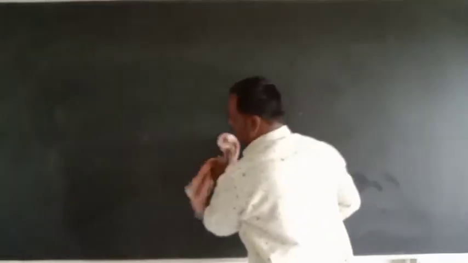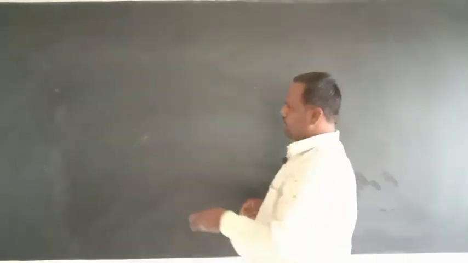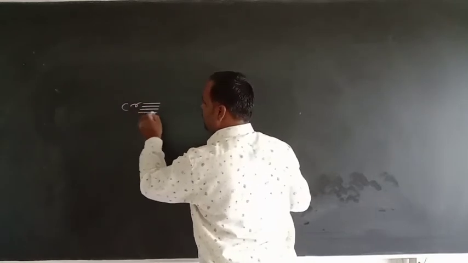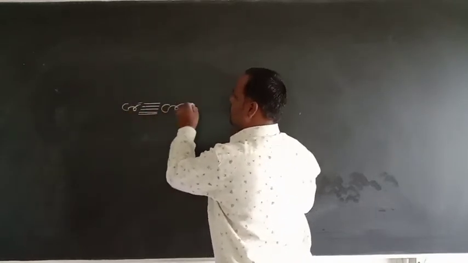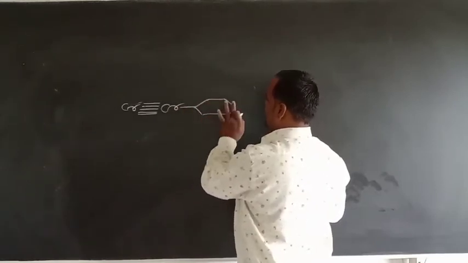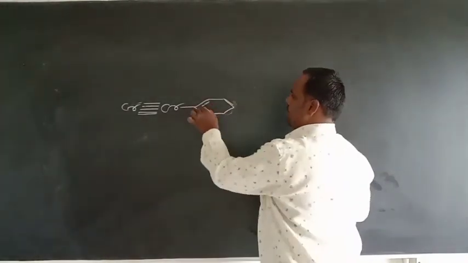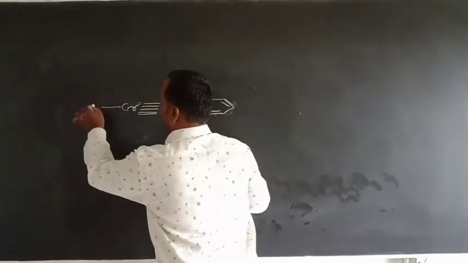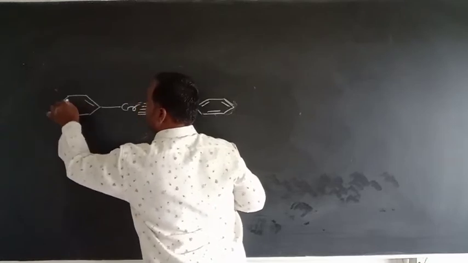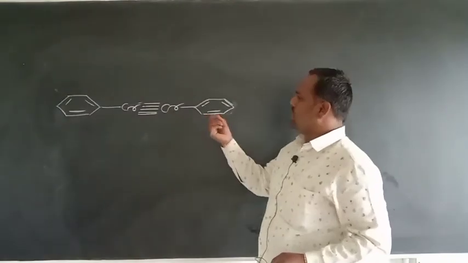And in this case both dxy and dx square minus y square orbitals are involved in bonding. So if you consider this complex, chromium, 1 2 3 4 5, and it is attached to these C6H5 phenyl ligands. So this is your Cr2 which is attached to these phenyl ligands.